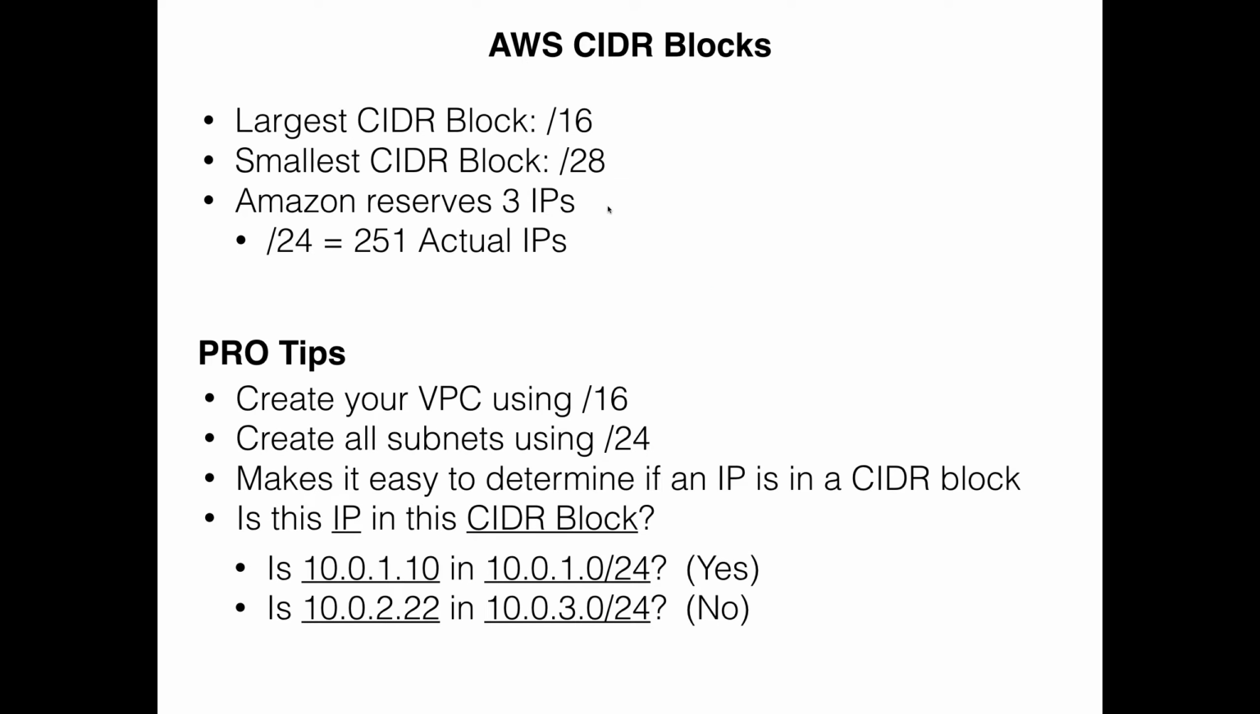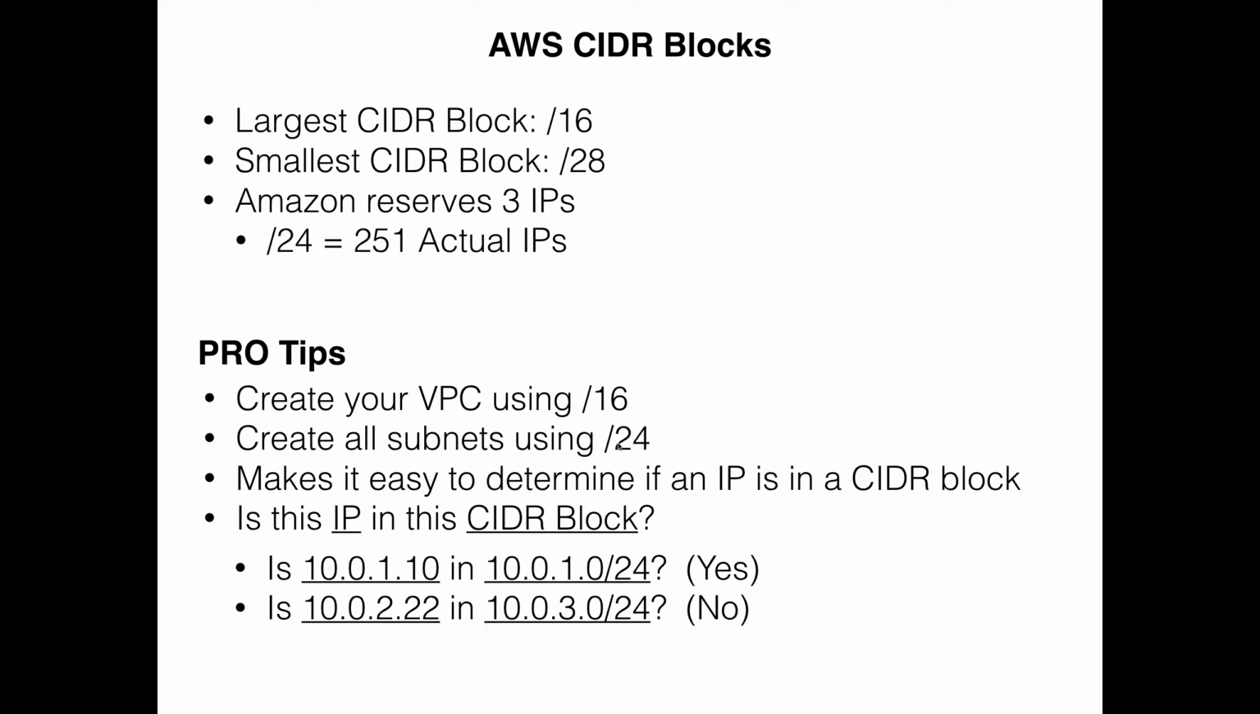So in AWS, the largest CIDR block we can have is a /16, and the smallest CIDR block is a /28. And Amazon reserves 3 IPs in a CIDR block, so a /24 will give us actually 251 usable IPs. When you're just starting out, when you're learning this stuff, it's probably a good idea to create your VPC using /16, and it's a good idea to create all of your subnets using a /24.